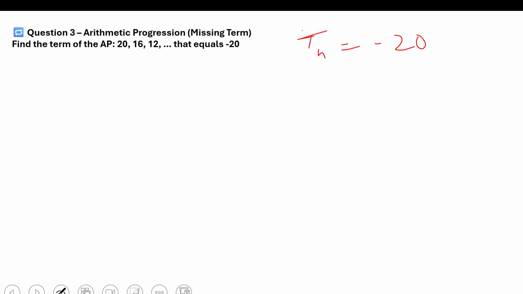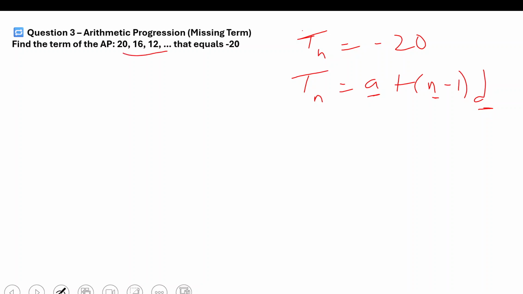Recall that the nth term, Tn, is equal to a plus open bracket n minus 1, then close bracket d, where a is the first term, n is the number of terms, and d is the common difference. From this sequence, what is the common difference?